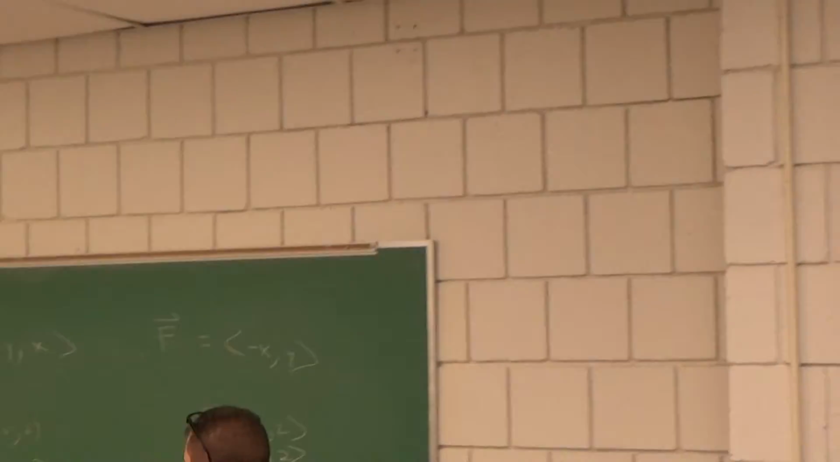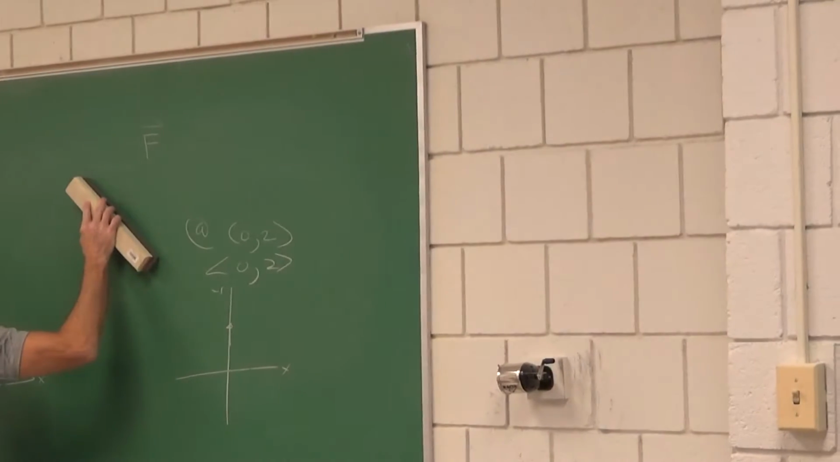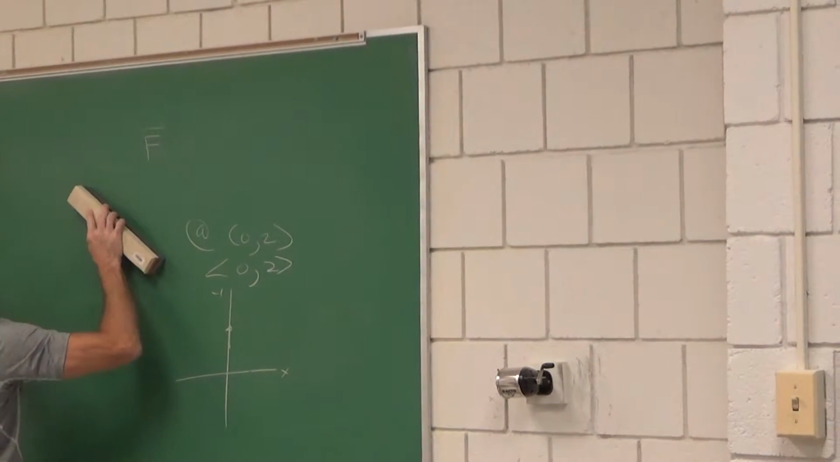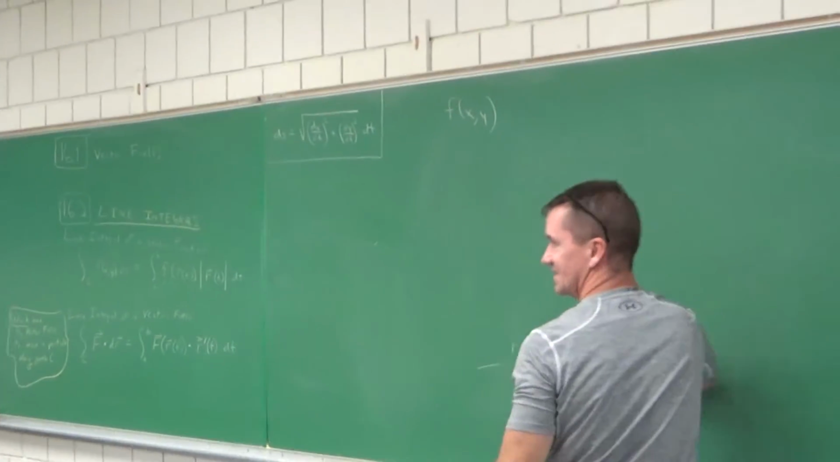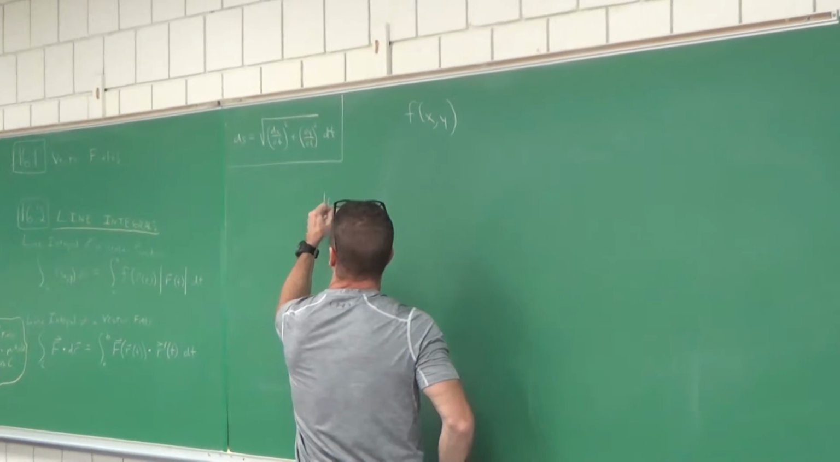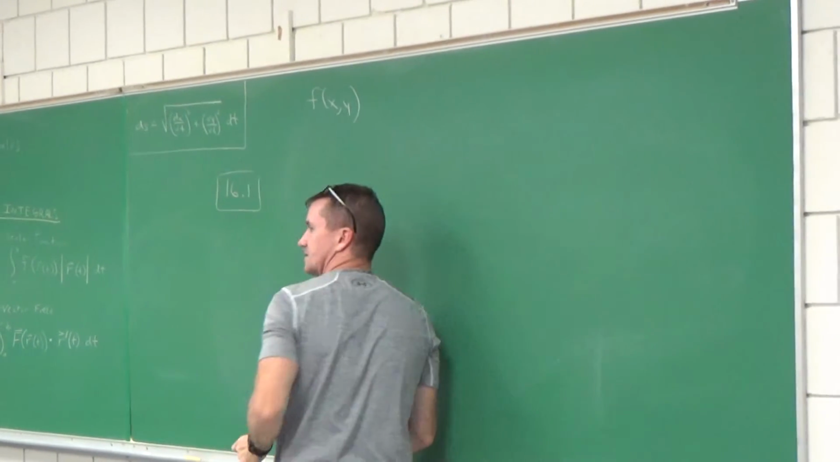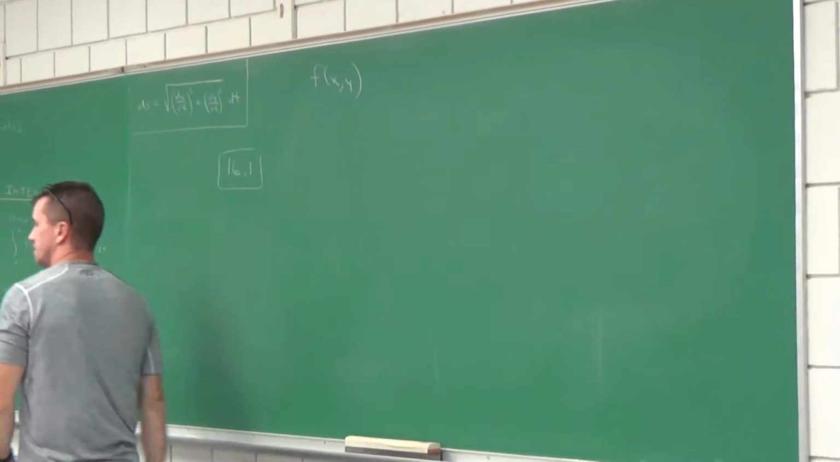One more thing. What if I give you a function? Nothing crazy. A function of x and y. That's not a vector field, right? But this is in section 16.1. So we're in section 16.1, and I give you a function of x and y.